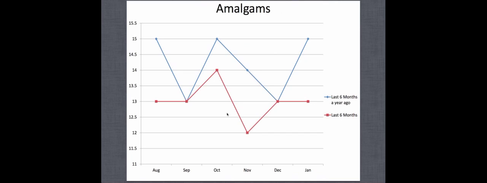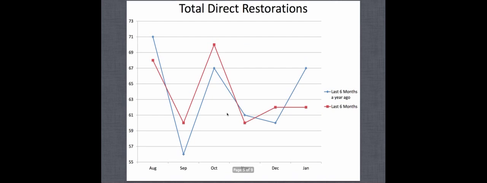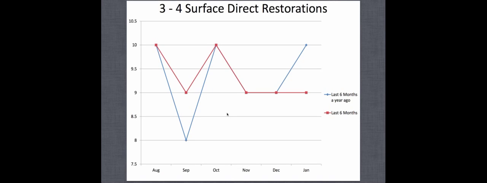Amalgams, same thing. And I know dental practitioners are slowly moving away from amalgams because of all the news and everything that surrounds mercury. But again, we see that there was a drop. Total direct restoration had the same exact effect. It was down. Do you see what is happening? The trend that is showing up here? Although December was slightly higher, January was actually lower than a year ago.